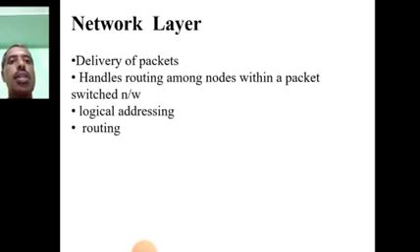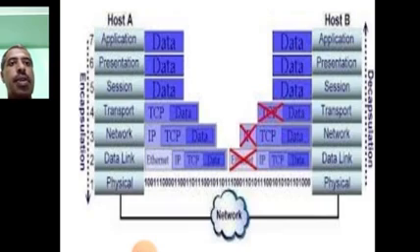The network layer delivers the packets, handles routing among the nodes within packet switching, and implements the logical address for the data. This is a simple architecture for the network layer.